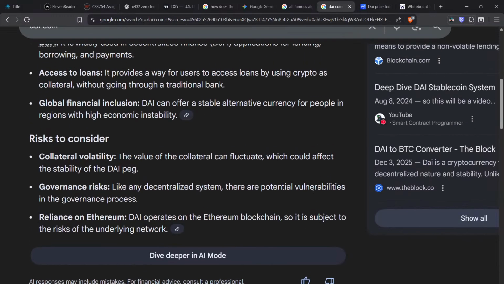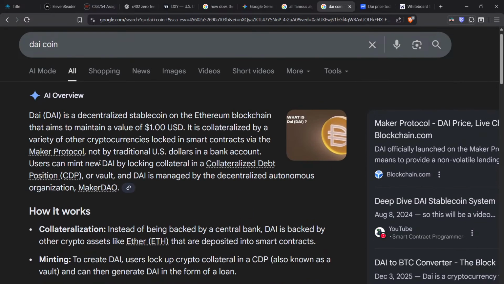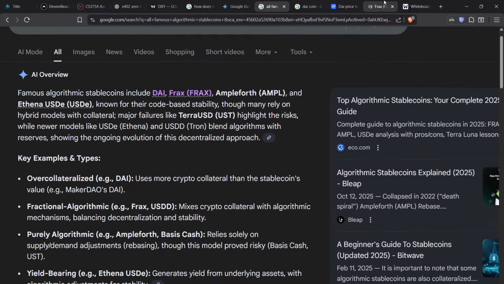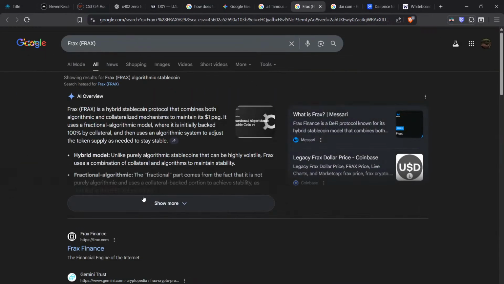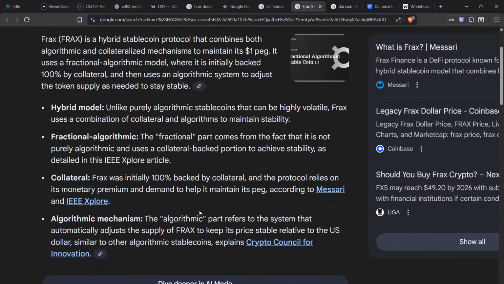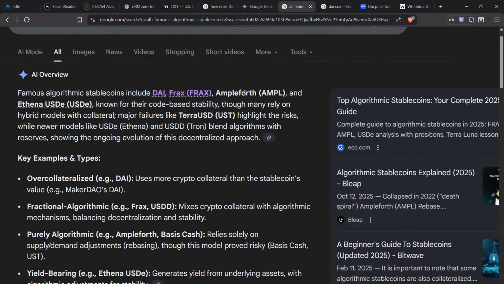That's interesting. Brax. Okay. So it is collateral backed as well. I see. So I don't really care about that. I'm impressed with DAI or whatever this is.